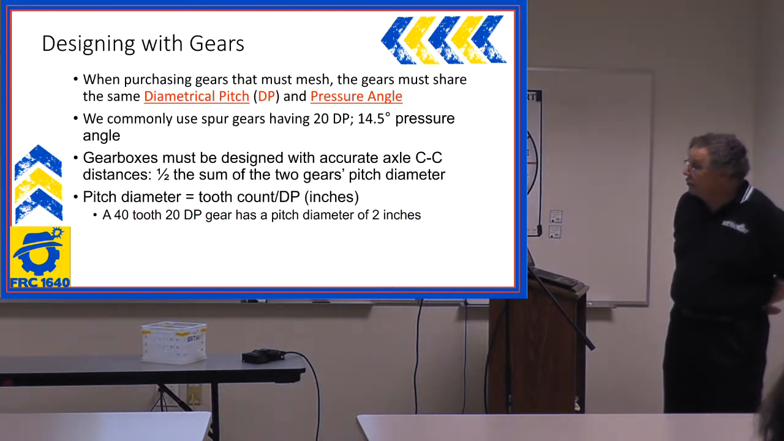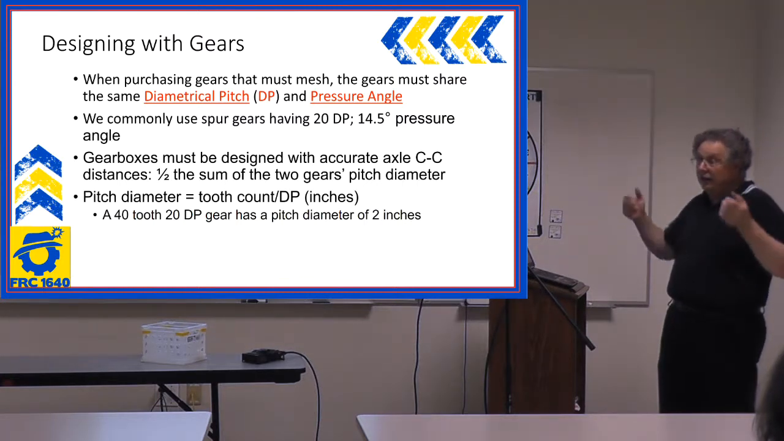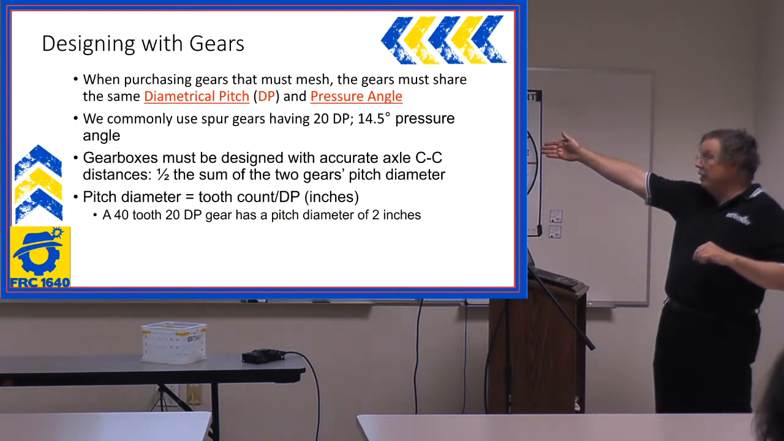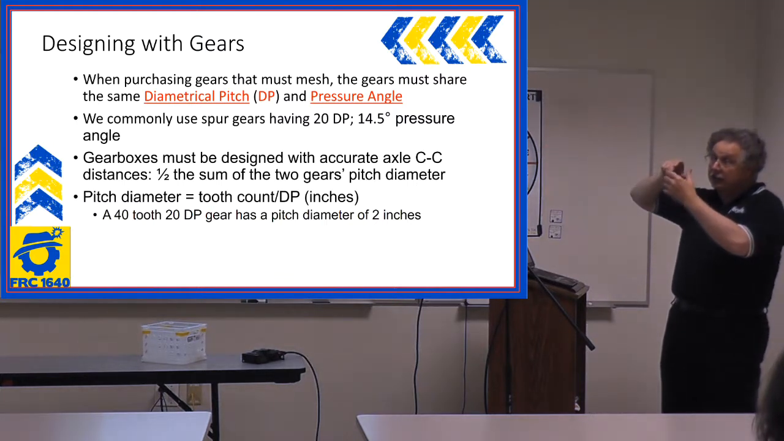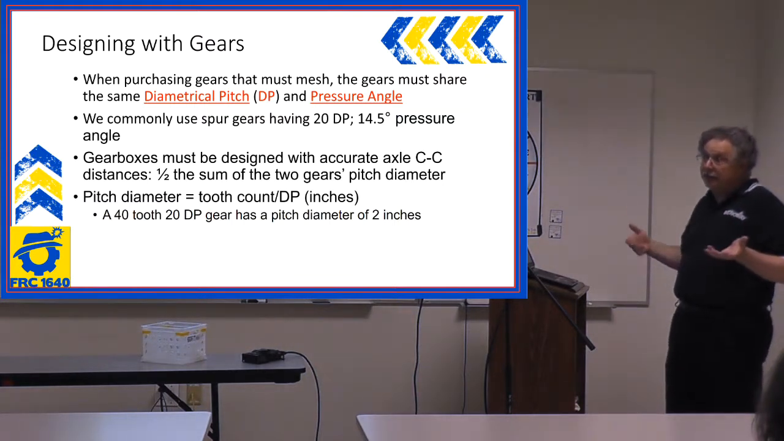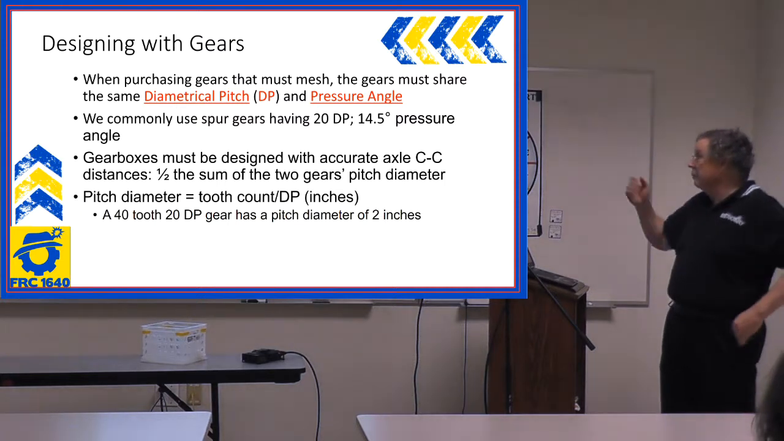The diametrical pitch is, for a 1 inch diameter gear, how many teeth does that have? Typically we're using 20 DP, so a 1 inch gear would have 20 teeth, a 2 inch gear would have 40 teeth, a 3 inch gear would have 60 teeth. And also the same pressure angle.